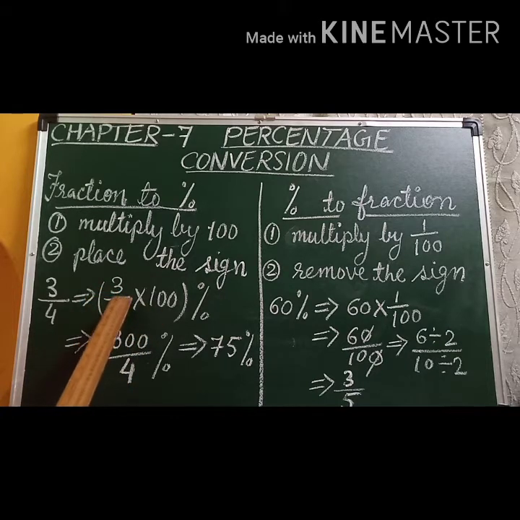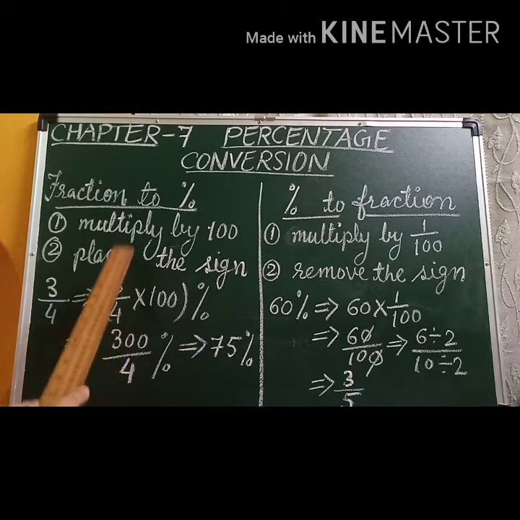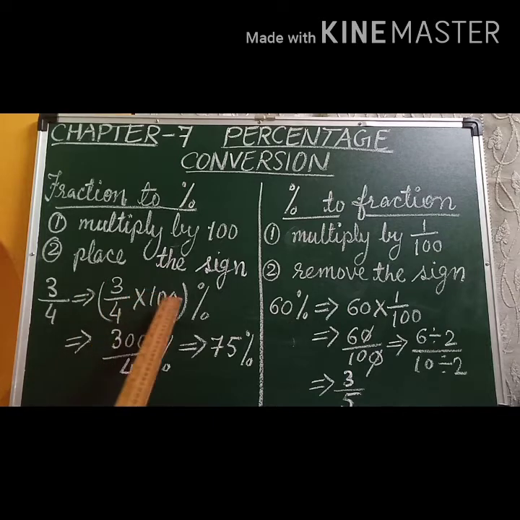So 3/4 multiplied by 100. So 3 into 100 is 300 and in the denominator 4 is there. When we divide 300 by 4, we will get 75. So the answer is 75%. Here one fraction was given and we have to convert this fraction into percentage. We have to follow two steps. First of all, we have to multiply by 100 and, second step, we have to place the sign of percentage. Then we have to simplify the terms.